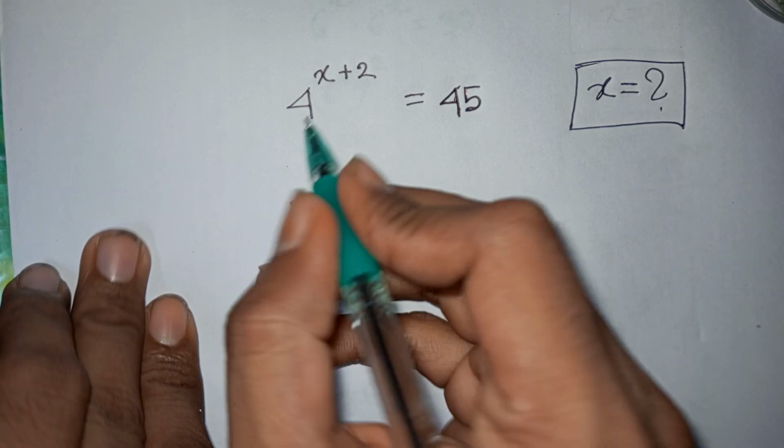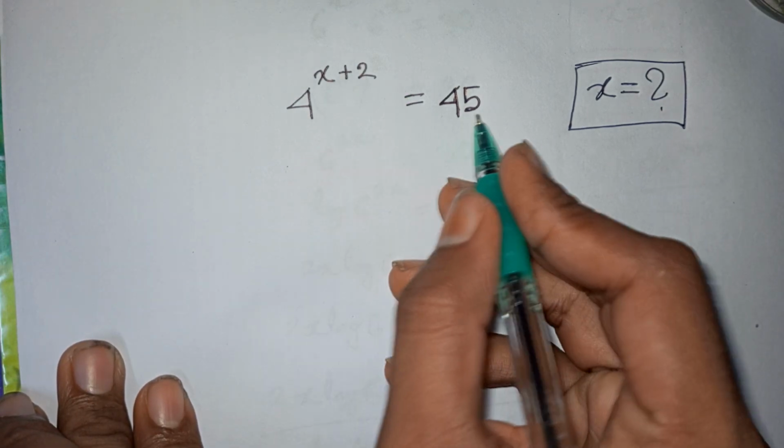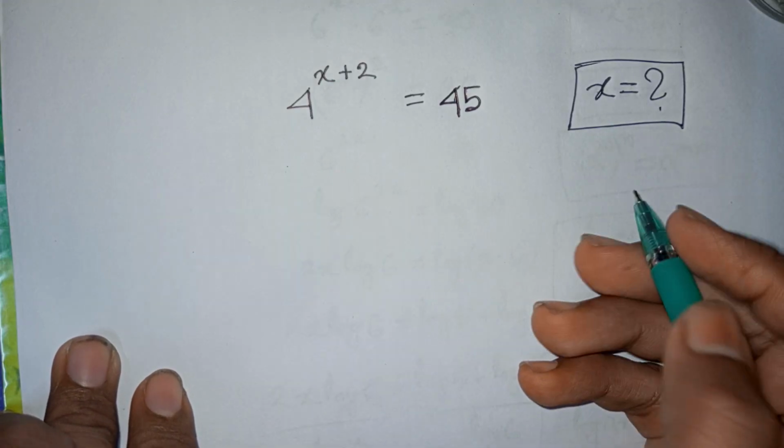Can you solve this equation? 4 power of x plus 2 is equal to 45. Find the value of x.